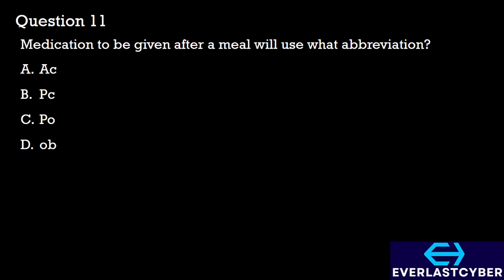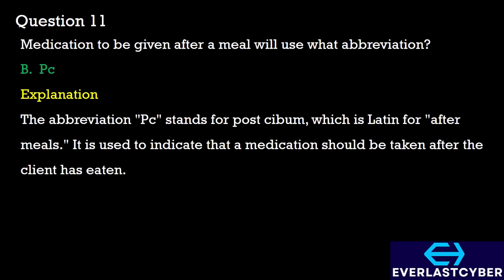Option B stands for post cibum, which is Latin for after meals. Option C stands for per os, meaning by mouth, while option D is not a standard medical abbreviation for medication administration. So with respect to the options we have, our answer is option B, post cibum. It is used to indicate that a medication should be taken after the client has eaten.